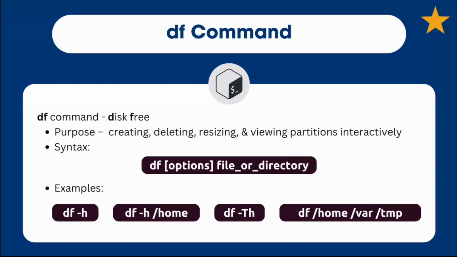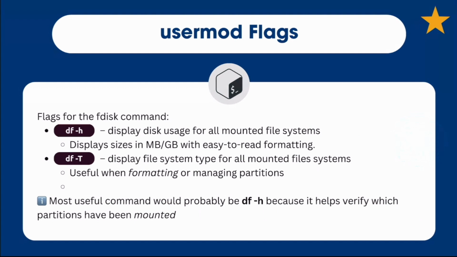So really, my favorite one is the df -h. We'll see what that does. df -h actually displays the disk usage for all mounted file systems. I like this one because it helps you verify which partitions have been mounted. Now, we haven't covered mounting yet, but we'll cover that in the next sections. This is just a great way to verify that you did mount one of those partitions.